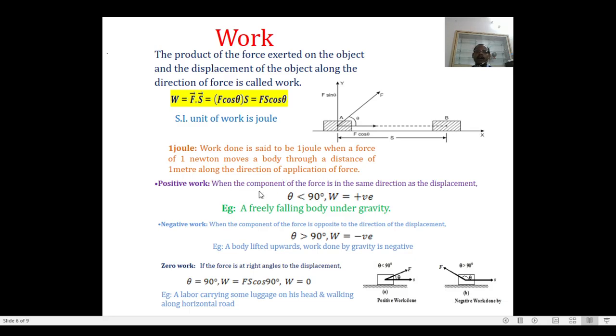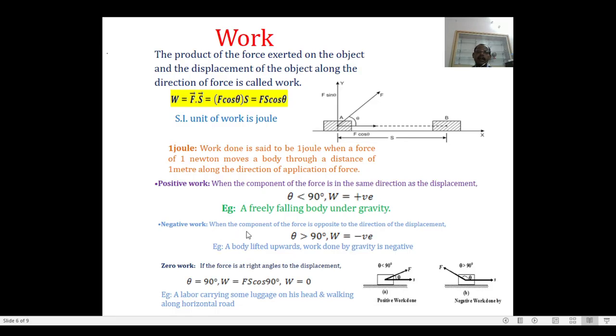Positive work: when the component of the force is in the same direction as the displacement. So like this, theta is always less than 90 degree. Work is positive. Theta is less than 90 degree, then cos theta is always positive. Therefore, work done is positive. Example, a freely falling body under gravity. Gravitational force is always acting towards the center of the earth. If a falling body is also moving towards the center of the earth, then theta is 0 degree, cos 0 degree is 1. Therefore, work done is positive.